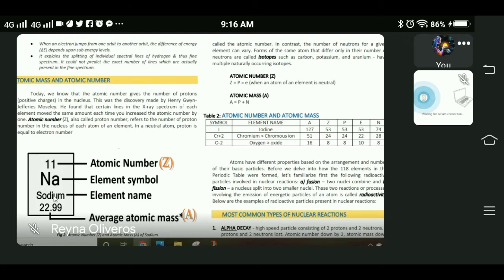Okay? So, forms of the same atom that differ only in their number of neutrons are what we call the isotopes. Again, forms of the same atom that differ only in their number of neutrons are called isotopes.